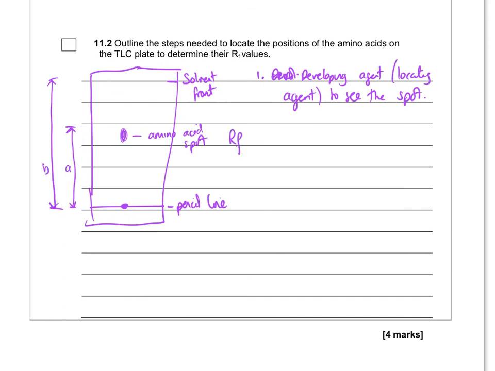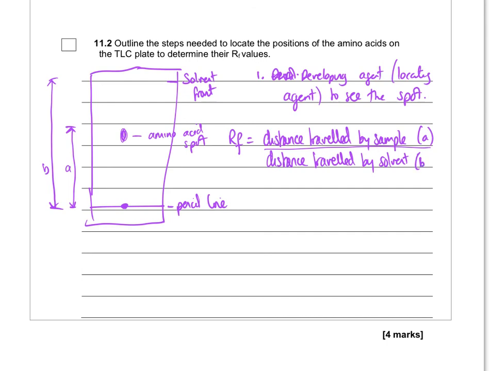So then I would say that the RF value is the distance travelled by sample, put A there, divided by the distance travelled by the solvent. And that's going to get the rest of the marks. Outline the steps. You could go through the fact that you are measuring those, but I think that diagram would be sufficient to explain what's happening.